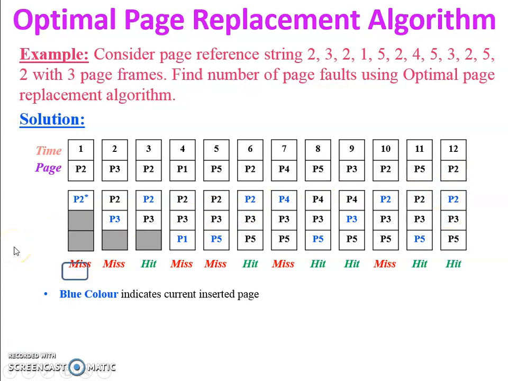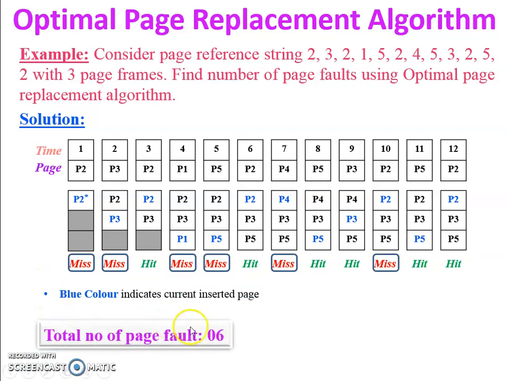Now count how many page misses there are: 1, 2, 3, 4, 5 and 6. Total 6 page misses. So the total number of page faults is 6. So our answer is 6.